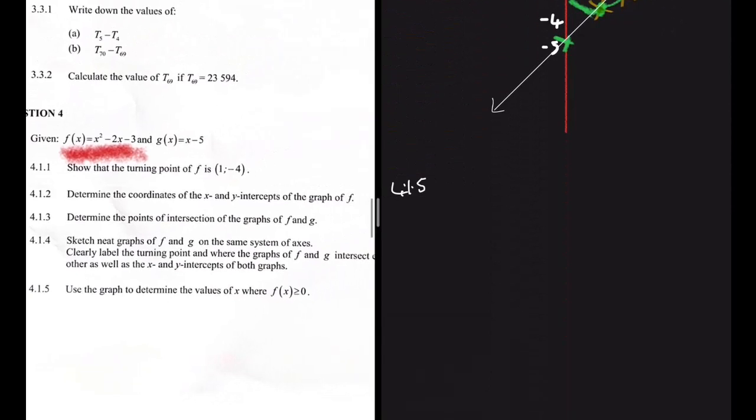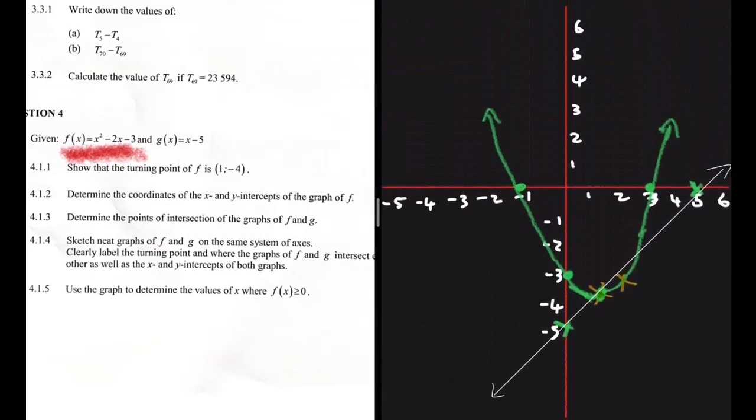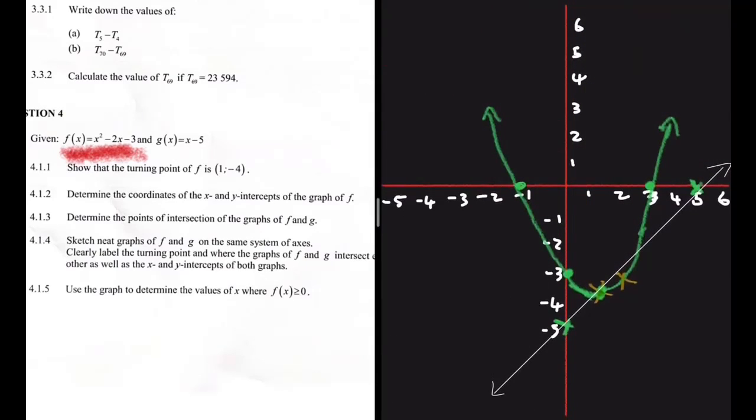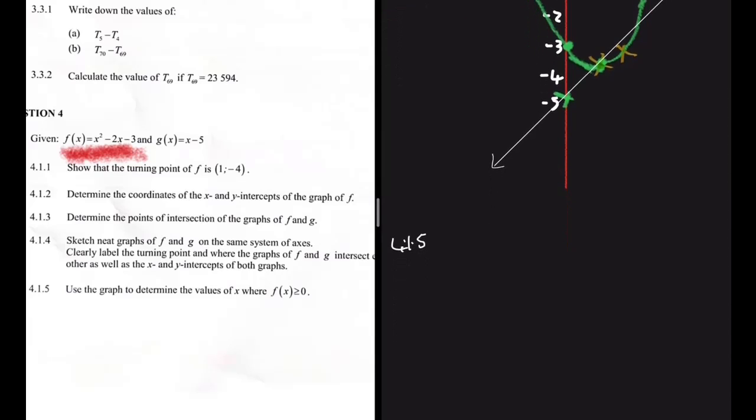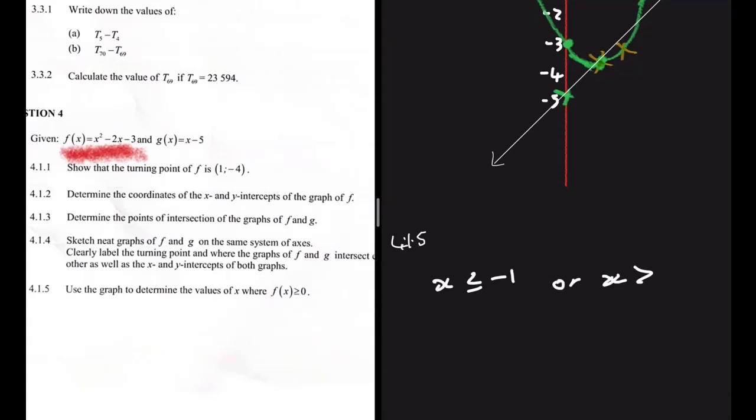4.1.5, use the graph to determine the values of x for which f of x is greater than 0. Right, we can see here from -1 going to the negative, our f of x is greater than 0, right? And then from 3 going to the positive, f of x is greater than 0. So our answer, we have x being less or equals to -1, or x being greater or equals to 3.